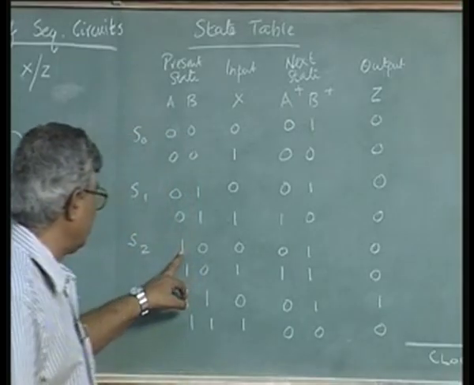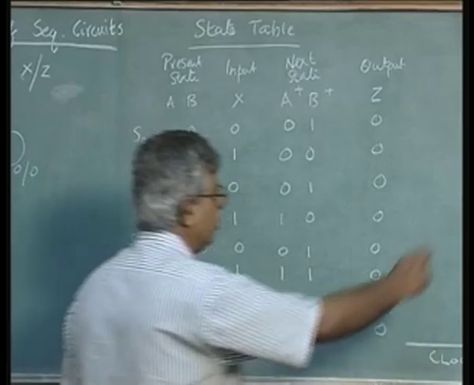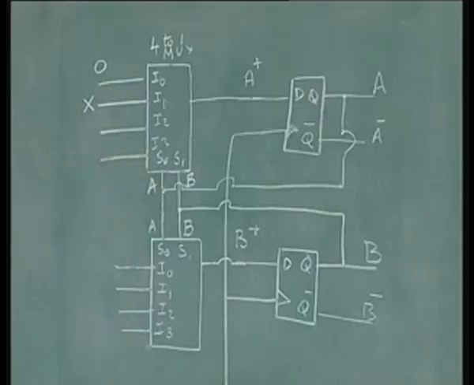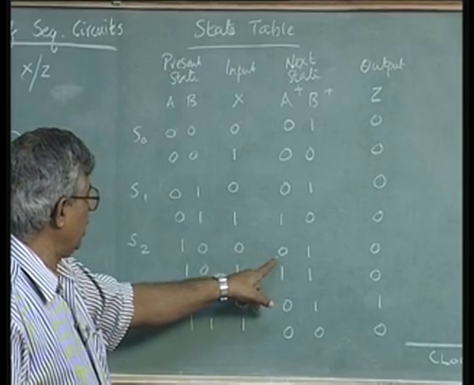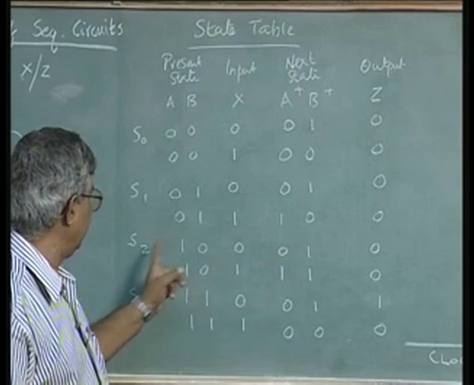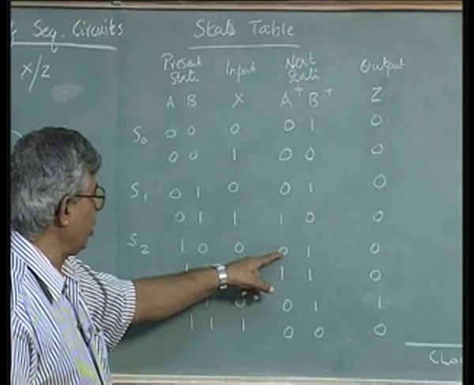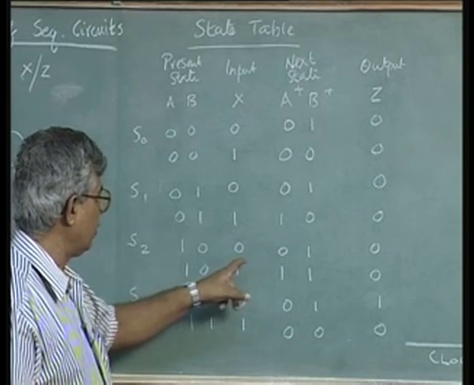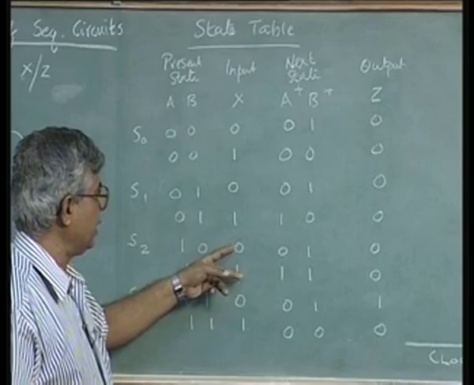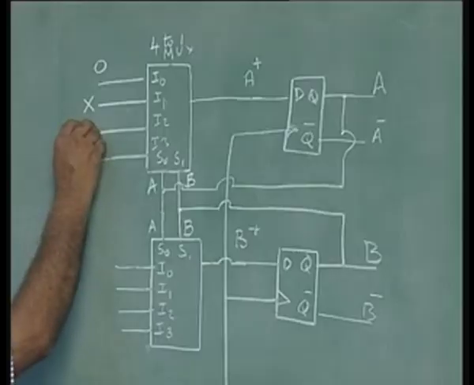Moving on, for the present state 1 0, which is S2 condition, I2 input. The next state of flip flop A is resolved by again x here. If x is 0, the next state of the flip flop A is 0. If x is 1, the next state of the flip flop A is 1. So again it is same as x, it follows the x.